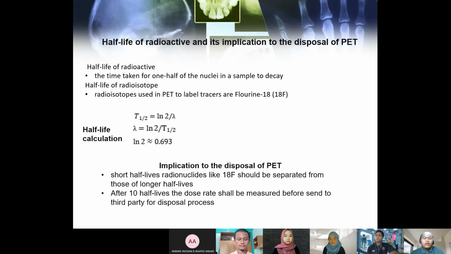So the half-life of the radioisotope used in PET to label tracers, fluorine-18, has a physical half-life of 109.8 minutes.